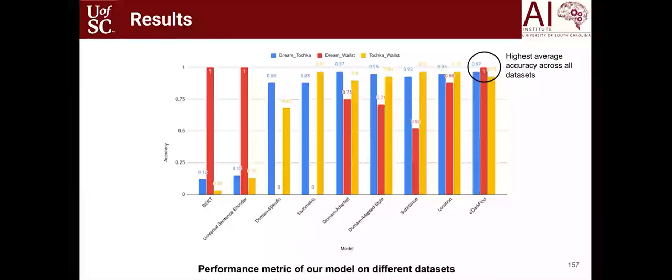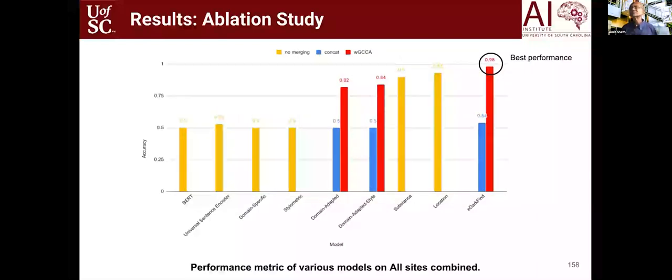As you can see here, we have three different data sets, and with our model we achieve the highest accuracy. Similarly, you can see for the substance and the location information, if we try to infuse the knowledge, it is also improving the performance of the model. Similarly, this can be seen when all of the sites are combined.